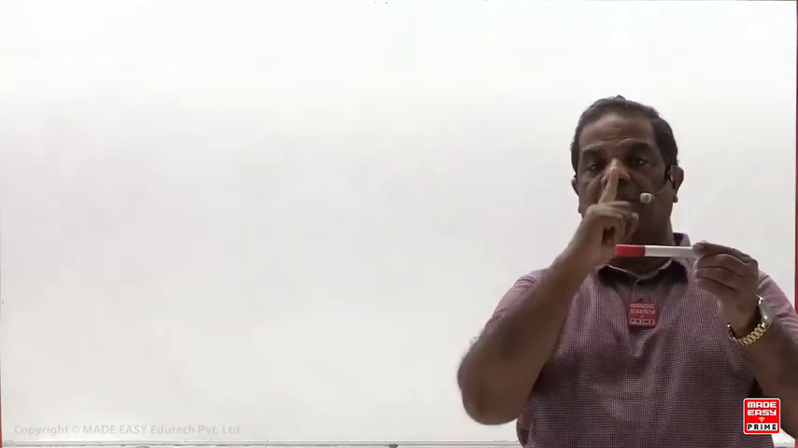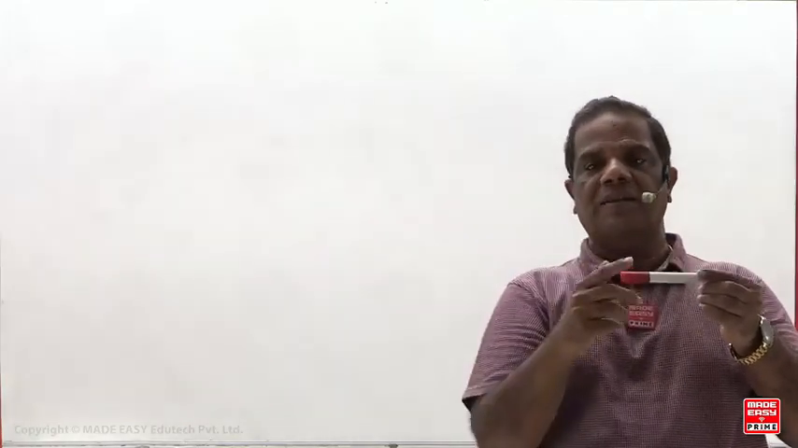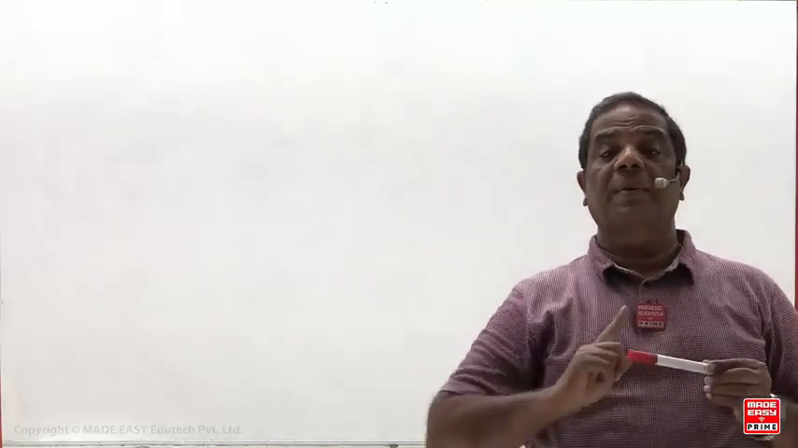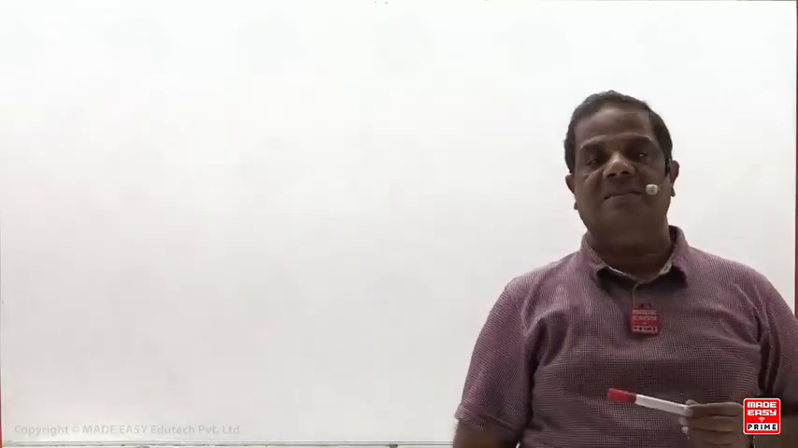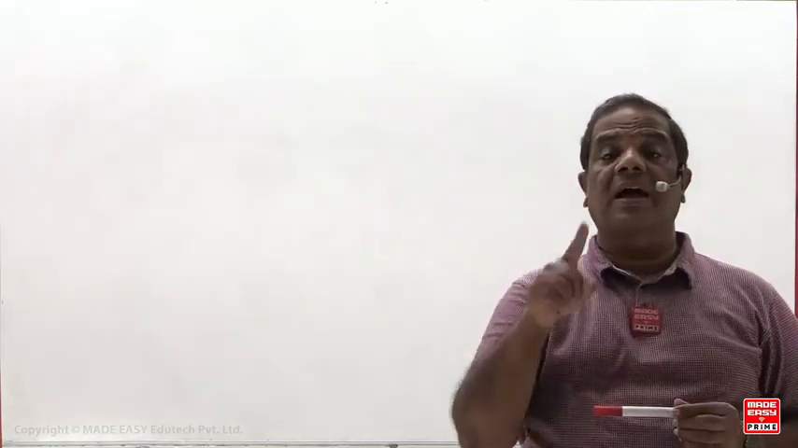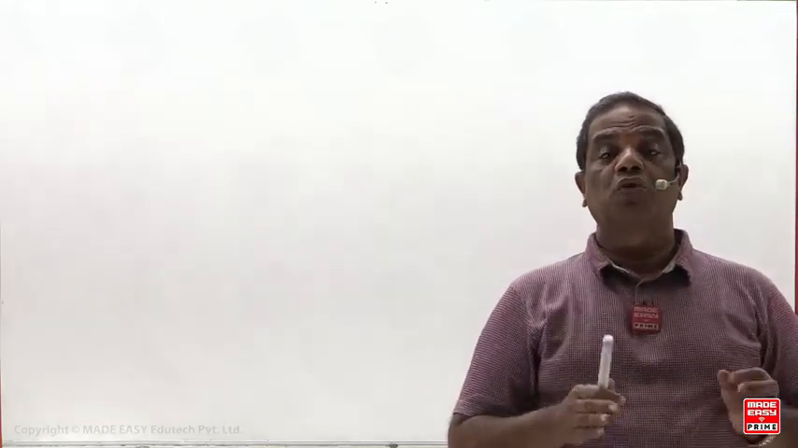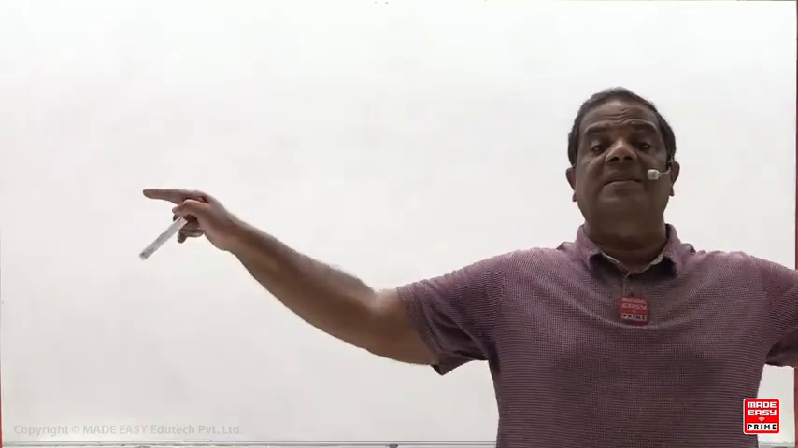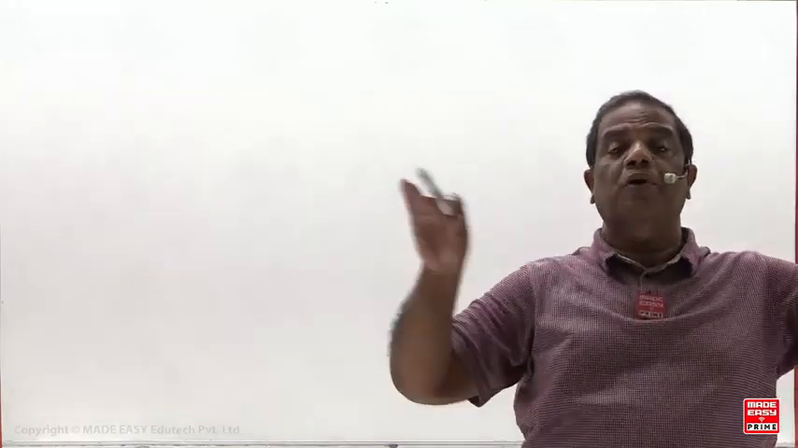If you assume this is the anti-clockwise direction, this is the clockwise direction. When two equal and opposite twisting couples are applied at the extreme ends, two equal and opposite twisting couples means one is clockwise and one is anti-clockwise, applied at the extreme ends, then it is pure torsion.